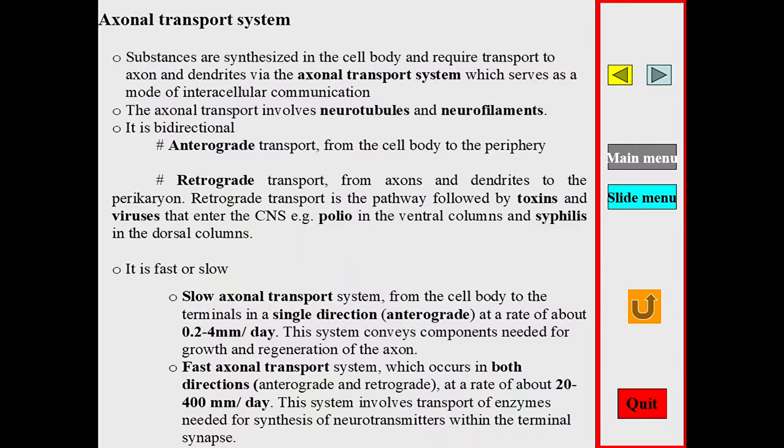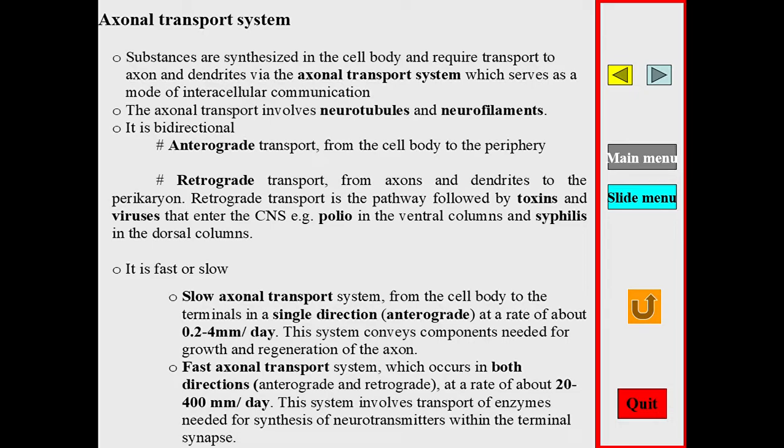Now we move into another subject which is called the axonal transport system. What do we mean by axonal transport system? The axon or the neurons in general, as we said, are highly active cells. So those cells need to synthesize their substances within their own cell body. And as we said, some axons are short, others are long.